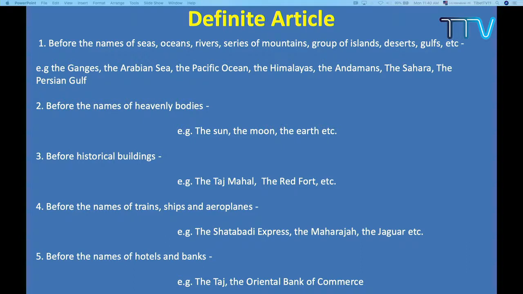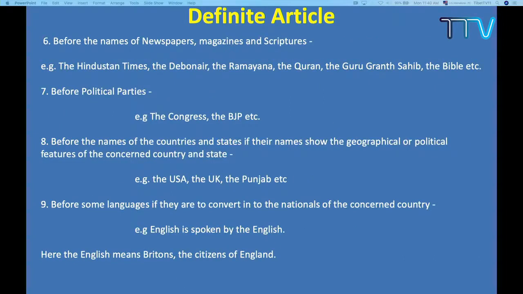Second one, before the names of heavenly bodies, for example, the sun, the moon, the earth, etc. These words need the definite article. Third one, before historical buildings, for example, the Taj Mahal, the Red Fort. And then before the names of trains, ships, aeroplanes, for example, the Shatabdi Express, the Maharaja, the Jaguar. Before the names of hotels and banks, for example, the Taj, the Oriental Bank, the State Bank of India. Before the names of newspapers, magazines, scriptures: the Hindustan Times, the Ramayana, the Quran.